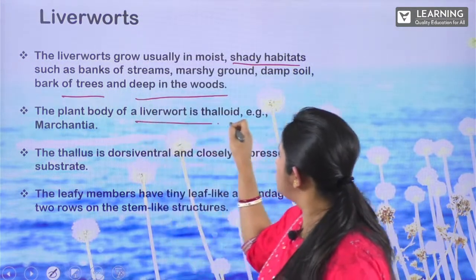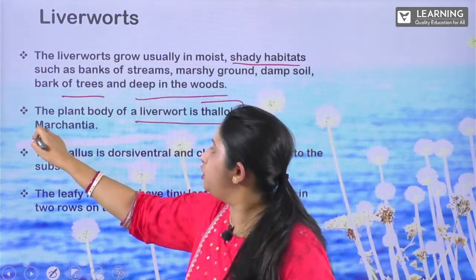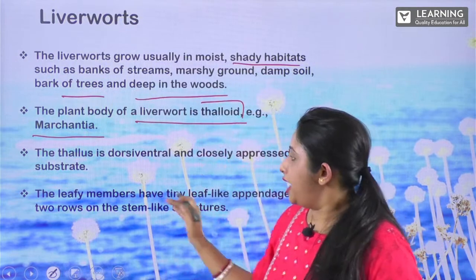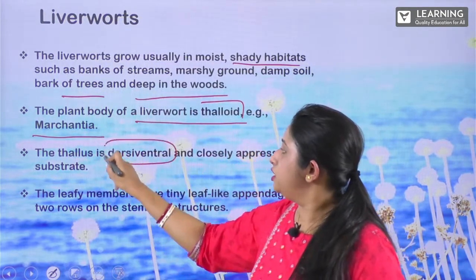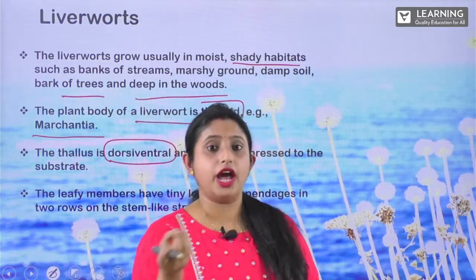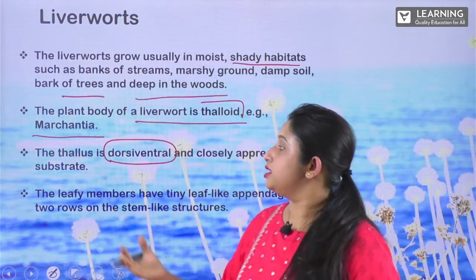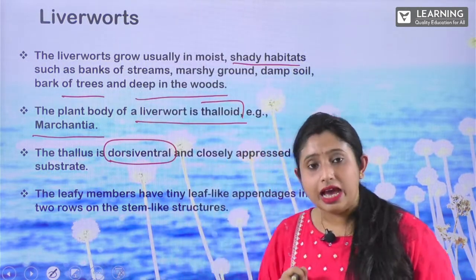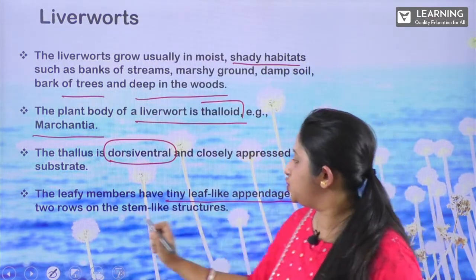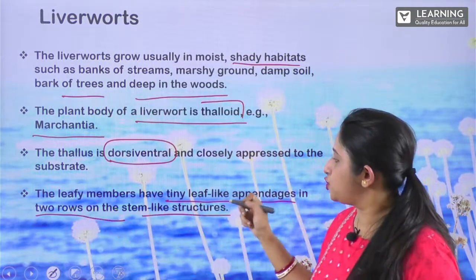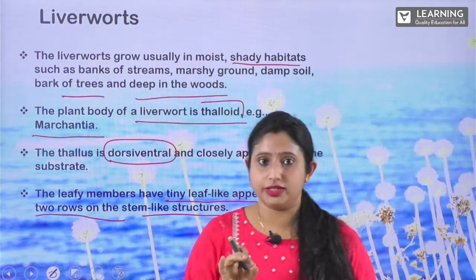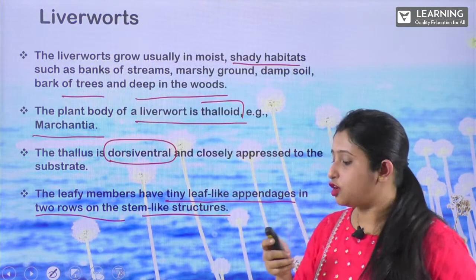So the liverworts have a thalloid body. An example of a liverwort is Marchantia. And the thallus is dorsiventral. Dorsiventral means the organism does not have a similar structure on both sides. Clear? So the thallus is dorsiventral in liverworts. And the leafy members have tiny leaf-like appendages in two rows on the stem-like structures. So this is the characteristic of liverworts.